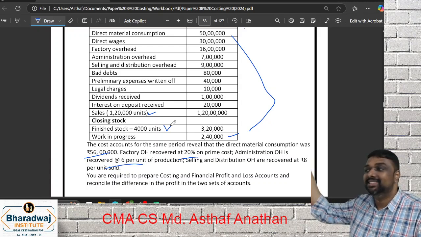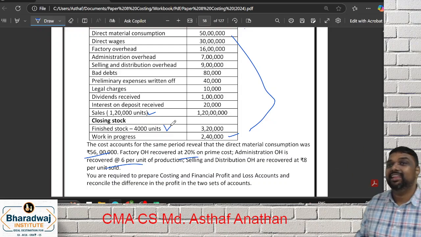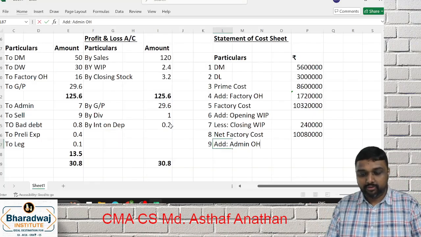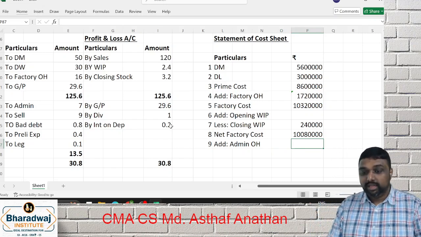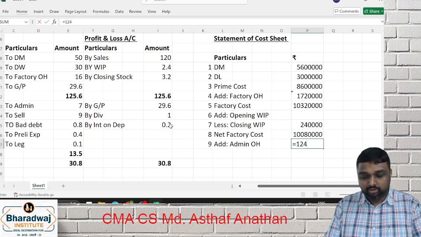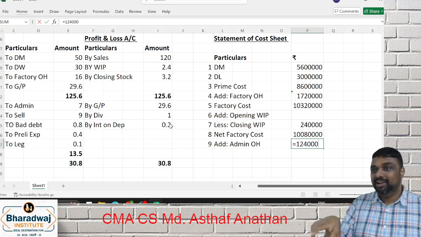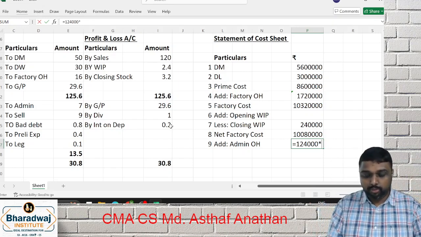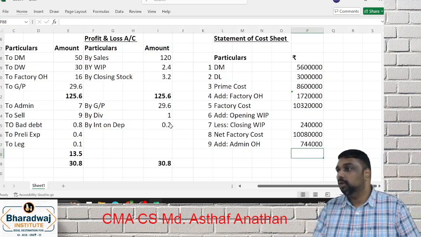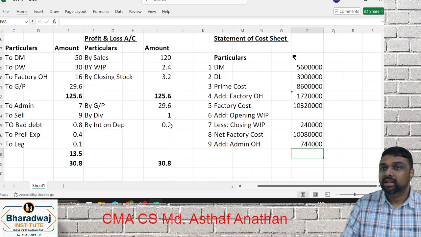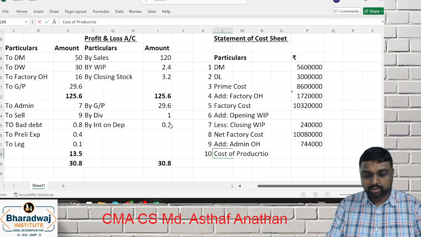You estimate sales, add the desired closing, less opening, the same thing. So you will get what, my dear friends? Add admin overhead. We have 1 lakh 24,000 units. How did we get 1 lakh 24,000? 1 lakh 20,000 we sold plus 4,000 closing. There is no opening, and the price is 6 rupees. You will get 7 lakh 44,000. If you take this total, this is what is called cost of production.